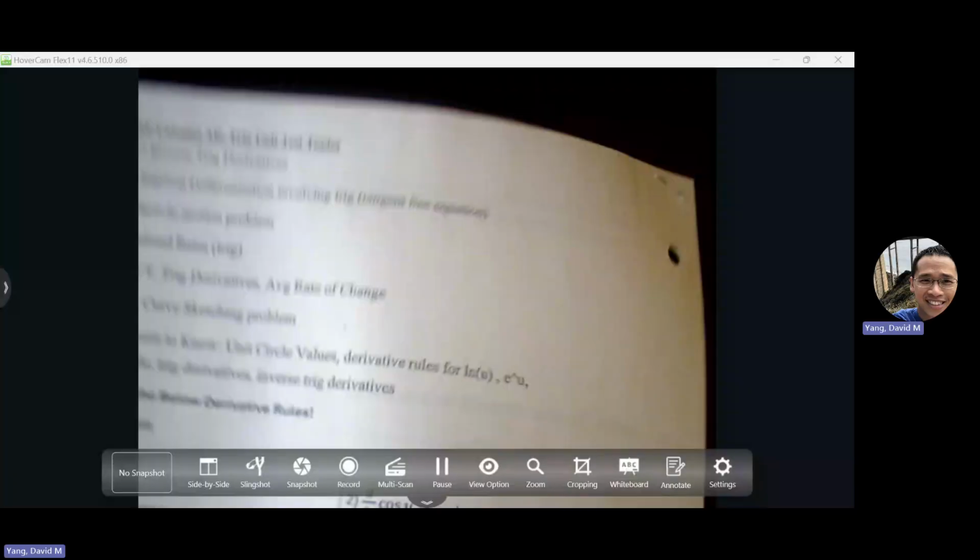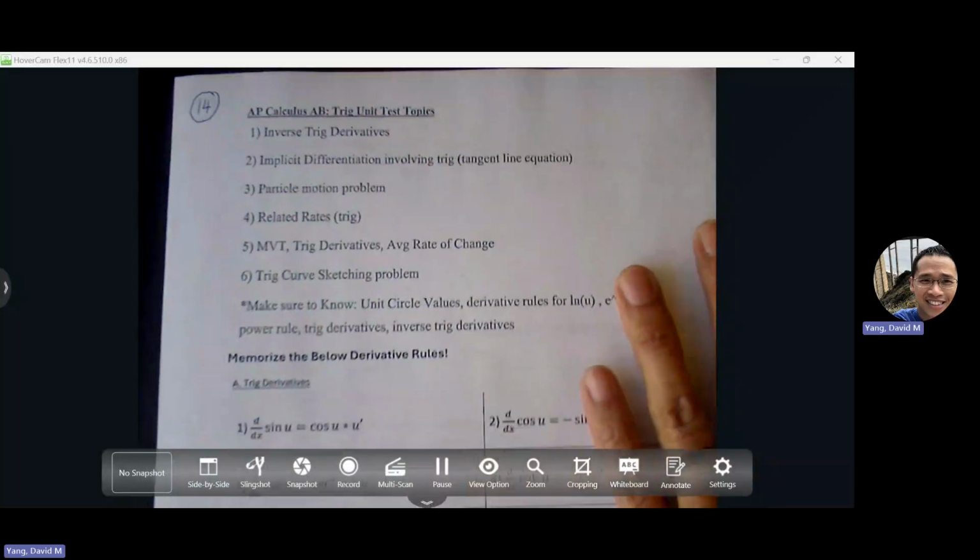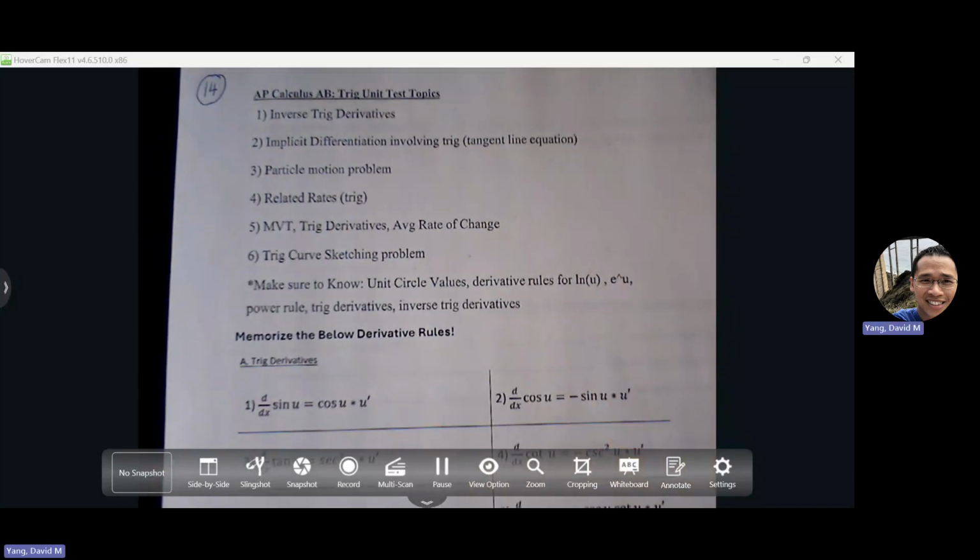Turn to the back of the page first. So here are the test topics. Inverse trig derivatives, being able to apply them, just like all we did yesterday in class. Implicit differentiation involving trig, change line equation. You guys saw this on your quiz, involving implicit differentiation.